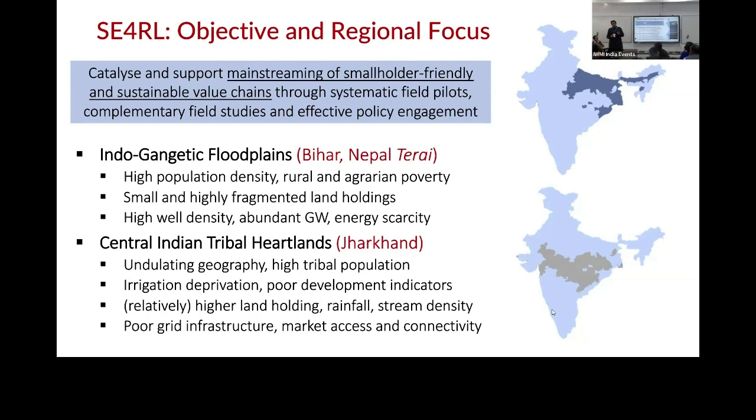The other region we want to focus on is the Central Indian Tribal Heartland. This is basically a strip of 100-odd districts in the central part of India, which are predominantly tribal. This is an undulating geography, which has been basically deprived of irrigation. Most irrigation development has focused on the plains, but in these highlands, there's been very little irrigation development. And on almost all development parameters, when we compare tribal India to the rest of India, we find that tribal India is deprived, whether it is irrigation, health, education, almost everything. But natural endowment is very good. They have higher rainfall, higher land holding, and higher stream density, so there is also opportunity for lift irrigation in that region. But the grid infrastructure, access to markets, and roads are very poor, and that's also the other focus of our work.